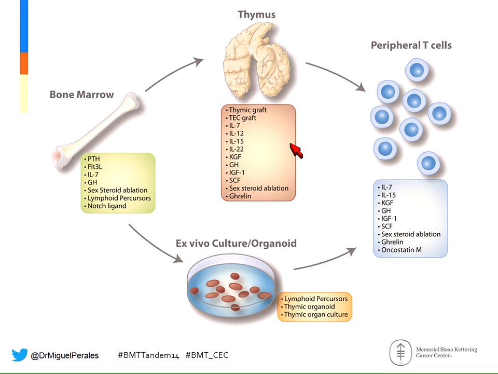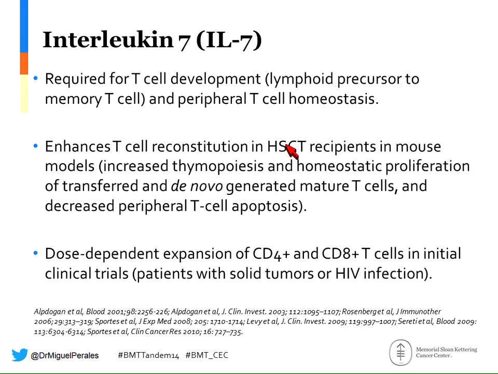And so there's a number of drugs that are either being tested clinically or being developed clinically that can help immune reconstitution. And I just want to illustrate an example with one of the studies that we did, Interleukin 7 or IL-7. This is a cytokine that the body makes that's required for T cell development, both at the level of the thymus as well as T cells, and it also maintains healthy T cells in the body. It's been shown that in mouse models it can help immune recovery, and we've also seen in studies of patients with solid tumor or HIV that it can increase both CD4 and CD8 T cells.